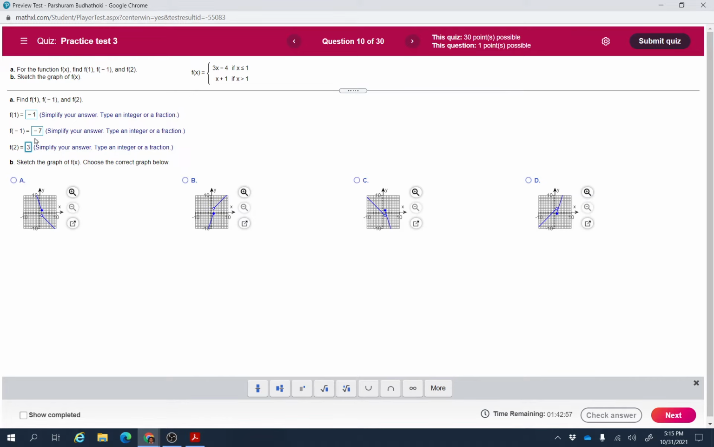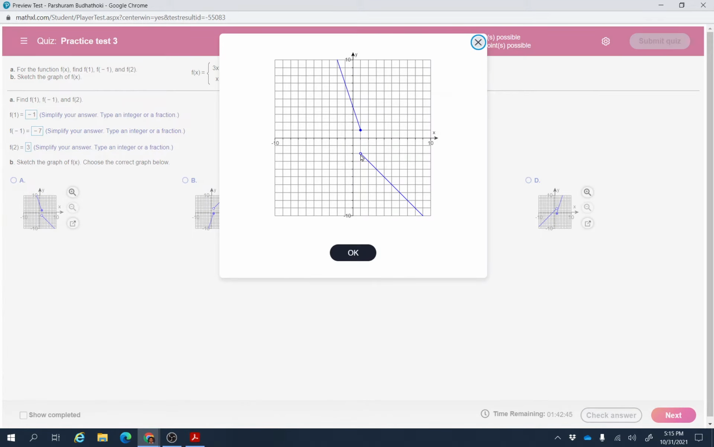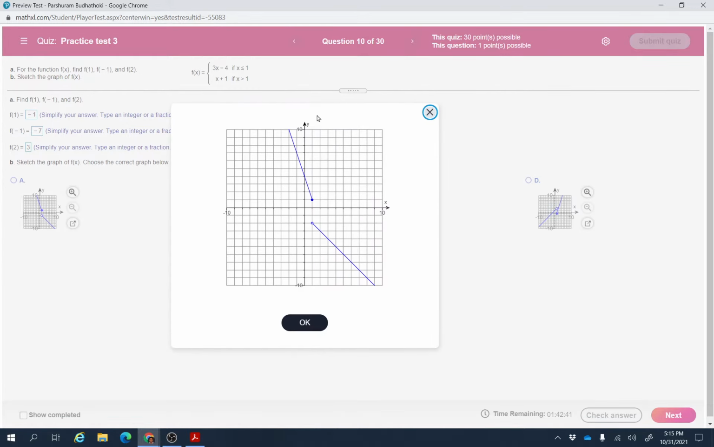And now based on this value, just plug this value on the left side. So check here, these are the lines. Let's check the first one. For x equal to 1, the value of the function is negative 1, but this is positive, so this is not the right choice.